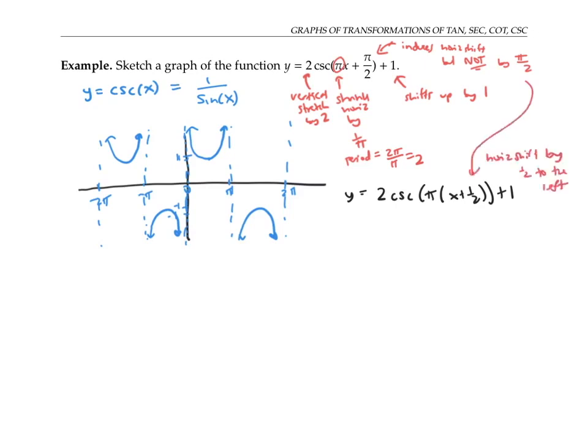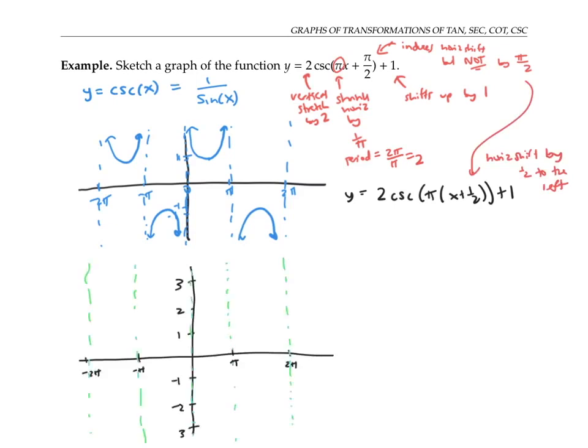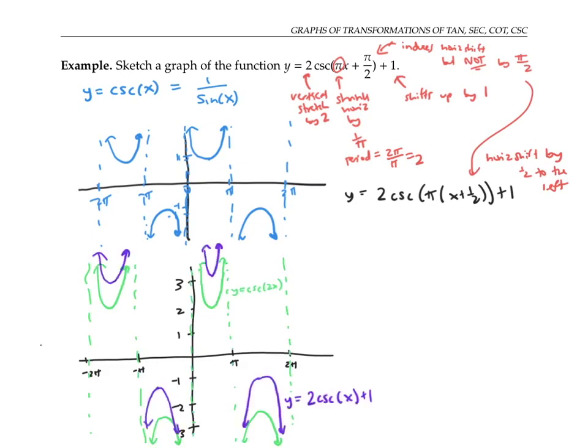Let me do those transformations in pieces. First, I'll do the vertical motion, so I'll leave the horizontal as it is. I'll stretch by a factor of 2, and now I'll shift up by 1. Next, I'll worry about the horizontal motion. Instead of a period of 2 pi, I have a period of 2. But in addition, everything shifted left by 1/2.